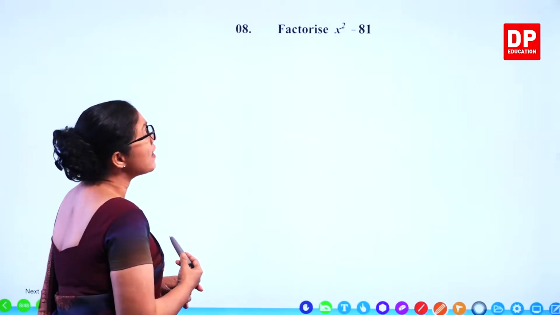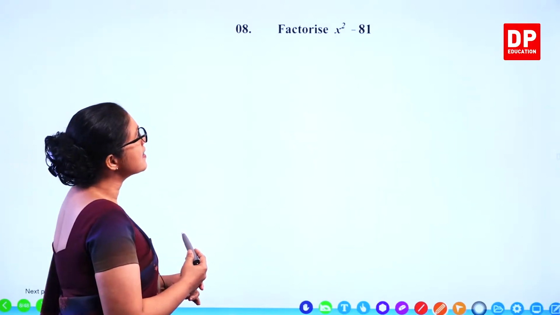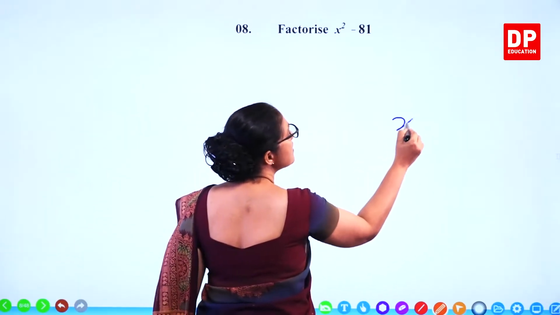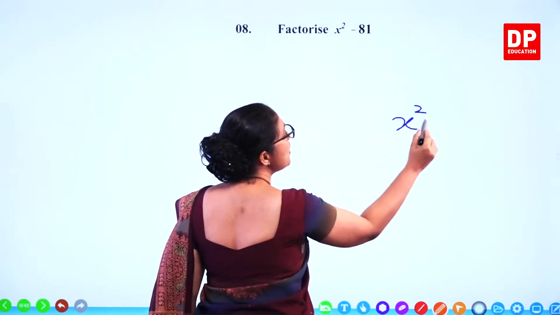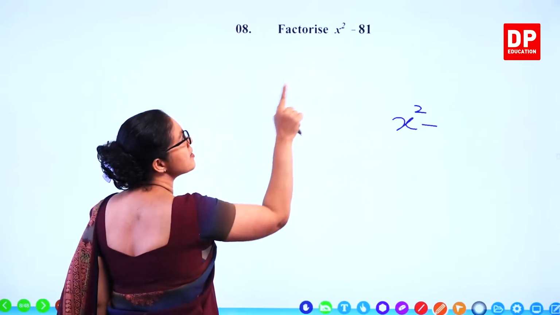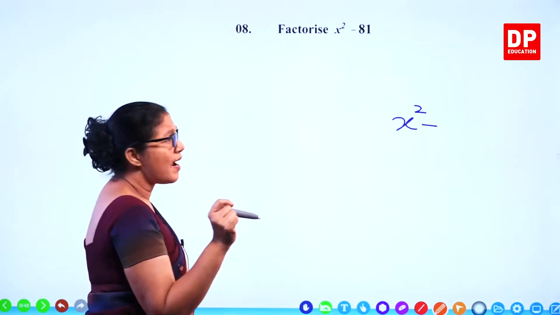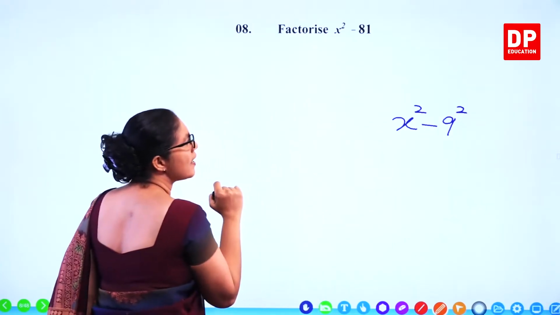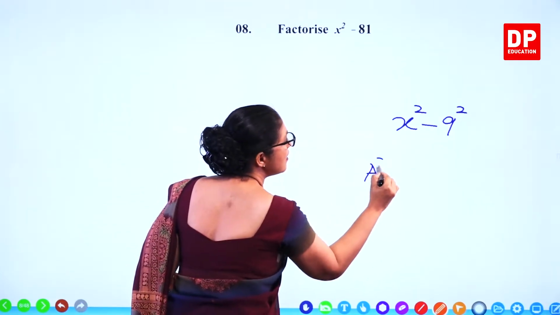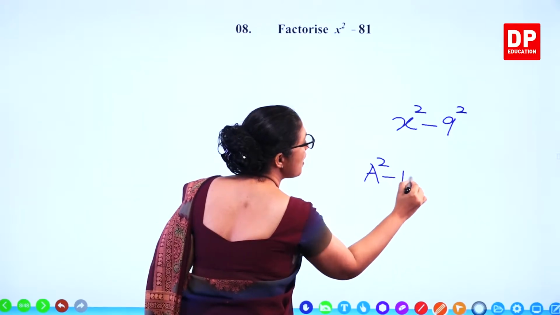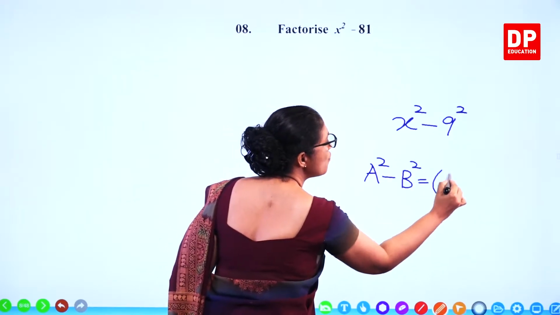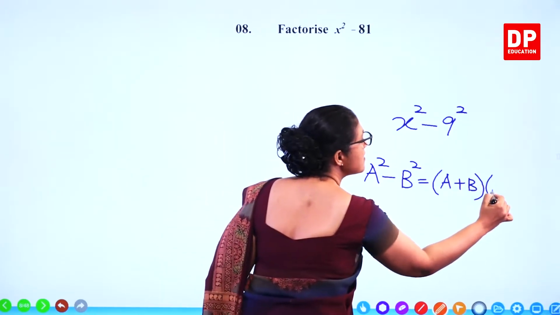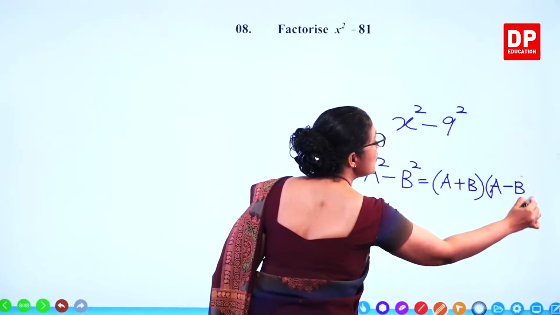Question number 8, factorize. So you have to make brackets. What can you see? 2 terms and you can say difference between 2 square terms. What is 81? We can write 9 square. So how can you write factors? When there's difference between 2 square terms, you can write down the 2 factors, 1 is positive and 1 is negative. So we'll use that.